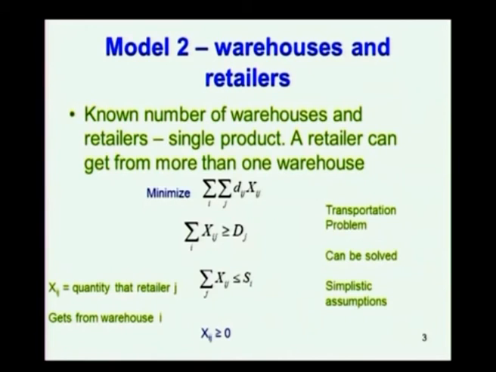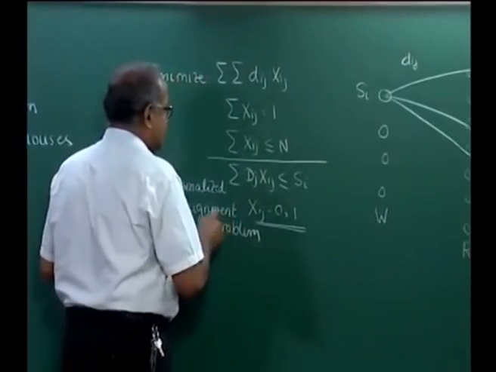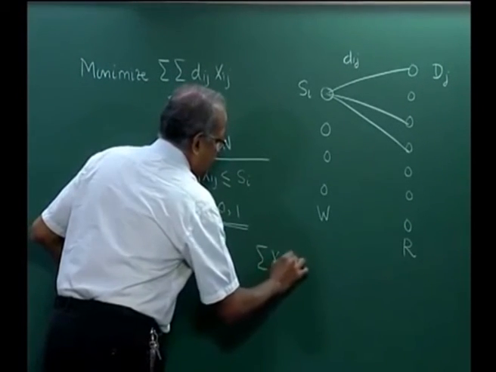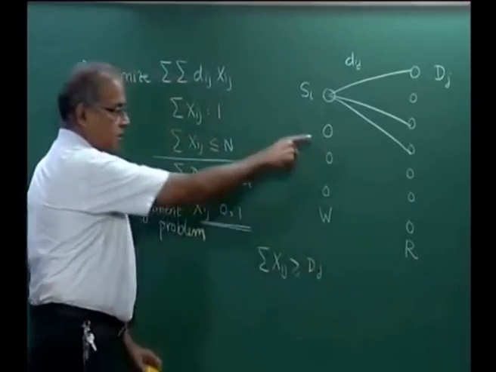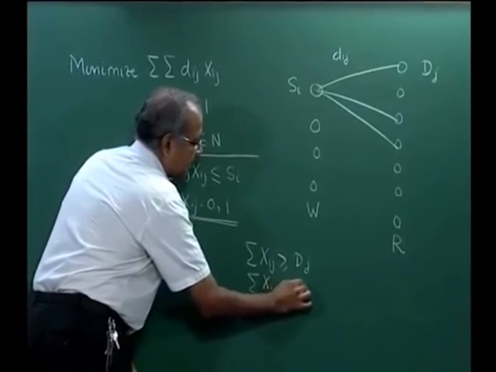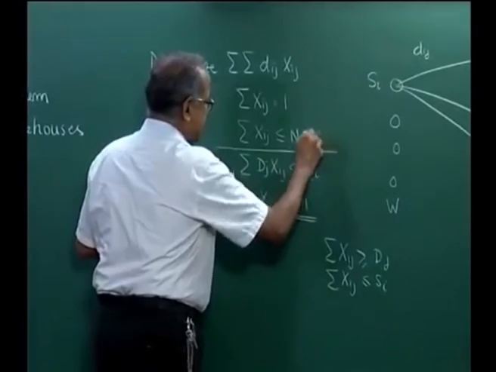The second model would be known number of warehouses and retailers, single product, and a retailer can get from more than one source. So, the second problem is a simpler version of this problem. We would still say that this constraint is modified. Now, this constraint will be modified to sigma xij is greater than or equal to dj for the retailer j, and sigma xij is less than or equal to si, and this does not exist.